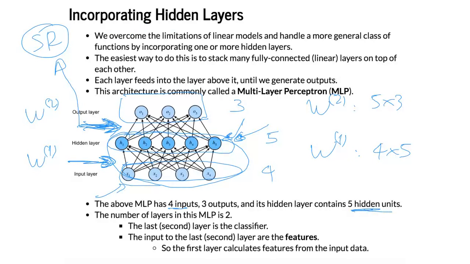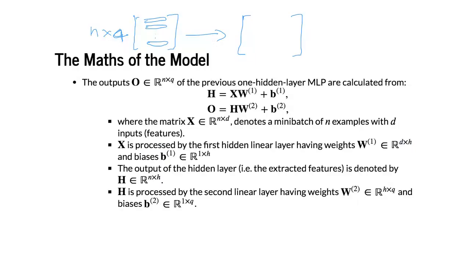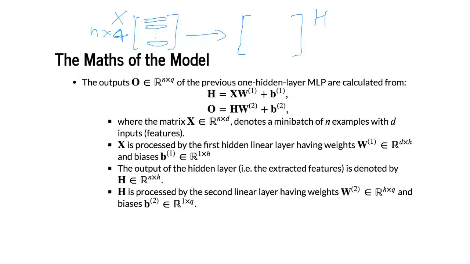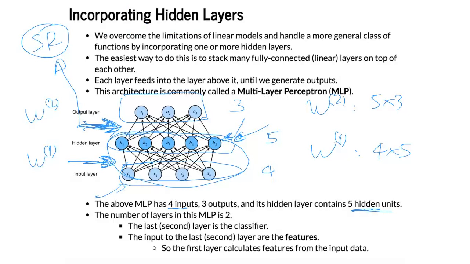So from X, which is the data matrix, the design matrix, I go to this intermediate representation, which is going to be a matrix. So this is X, and let's say this is H. What will be the dimensions of this matrix H based on this figure? So the input is n times 4, and based on this figure, what will be the dimensions of H?